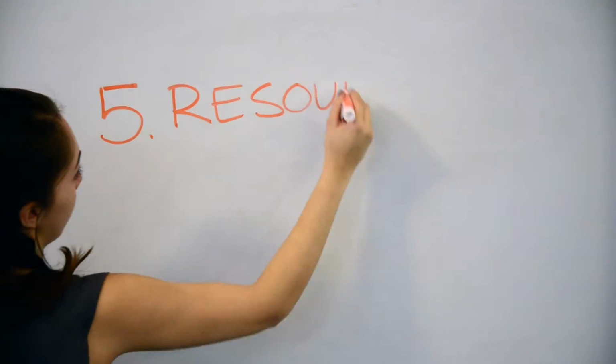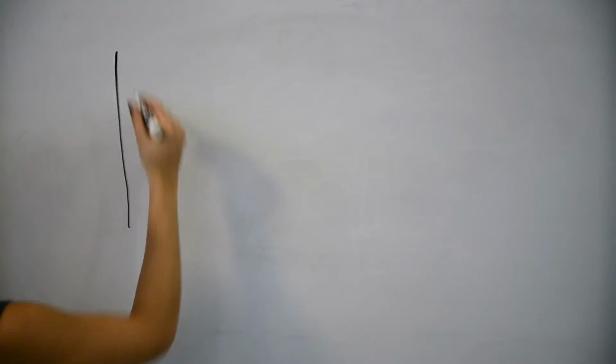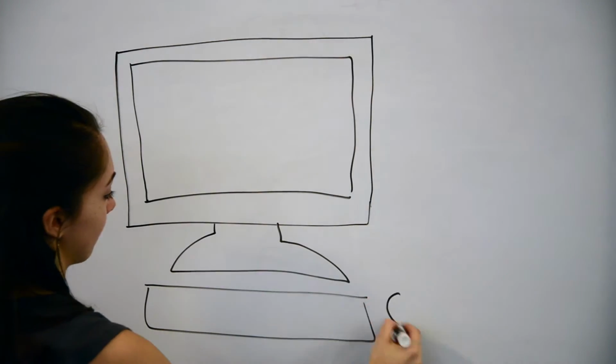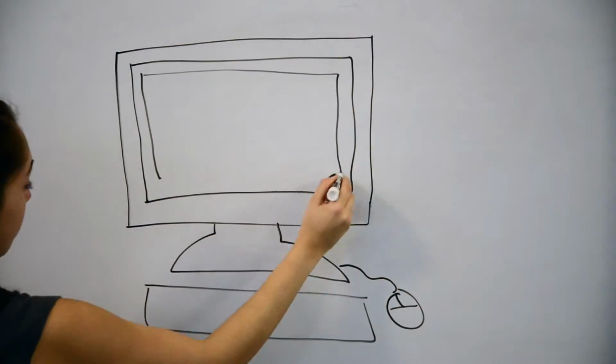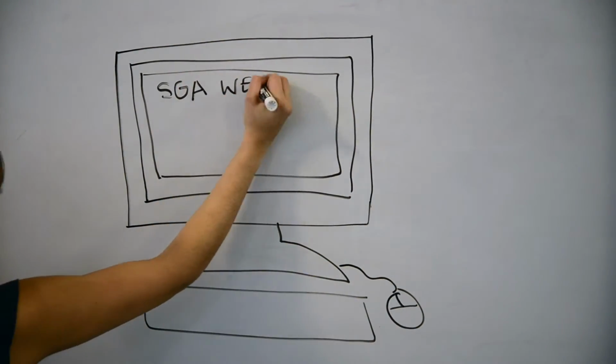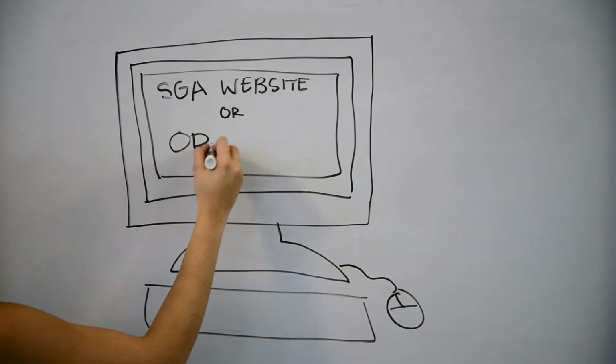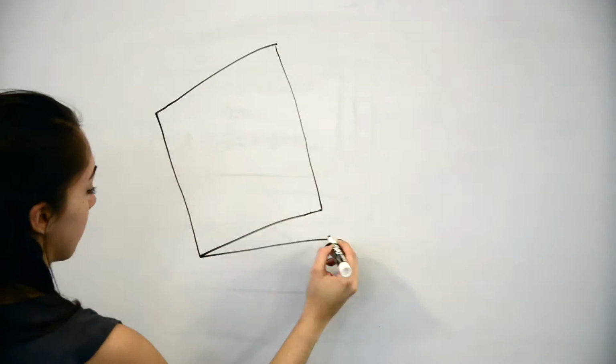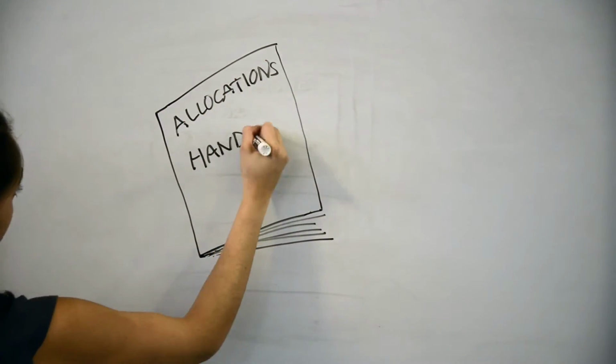Number 5. Know your resources. There are a ton of resources available to you and your student organization to find out even more about funding. For example, check out the SGA website for details about the funding request form and the appeals process. The Club Hub portal on OrgSync is also useful to find important files such as donation forms, prize receipts, and so forth. Finally, we've got the Allocations Handbook, which includes a detailed look at the policies and regulations related to the funding process.